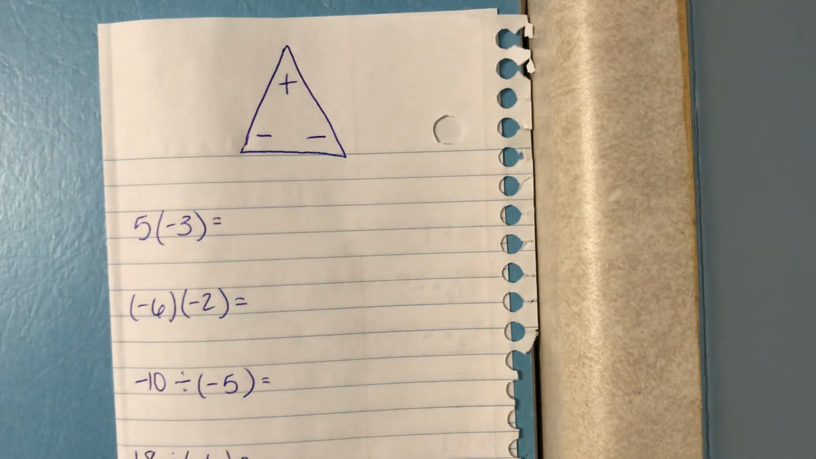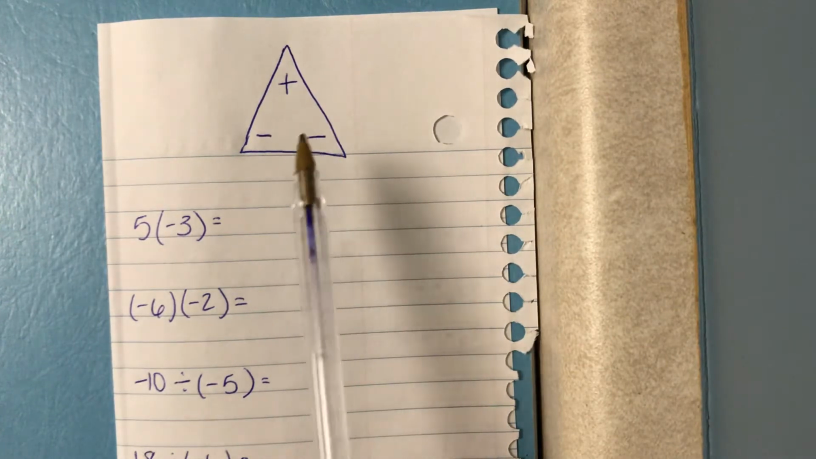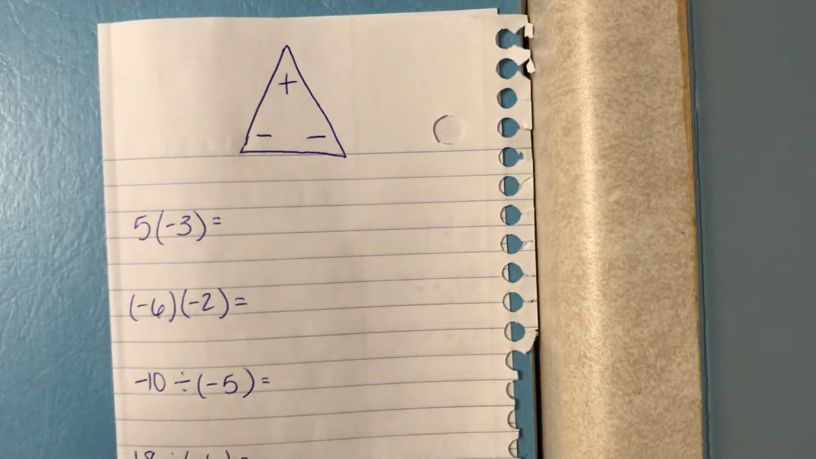We're going to be taking a look at multiplying and dividing with positive and negative numbers. So at the top of my paper here I have this little triangle drawn. It has a plus sign and then two negative signs. This can be helpful with multiplying and dividing to know what sign your answer should be, so I'll show you how to use it.